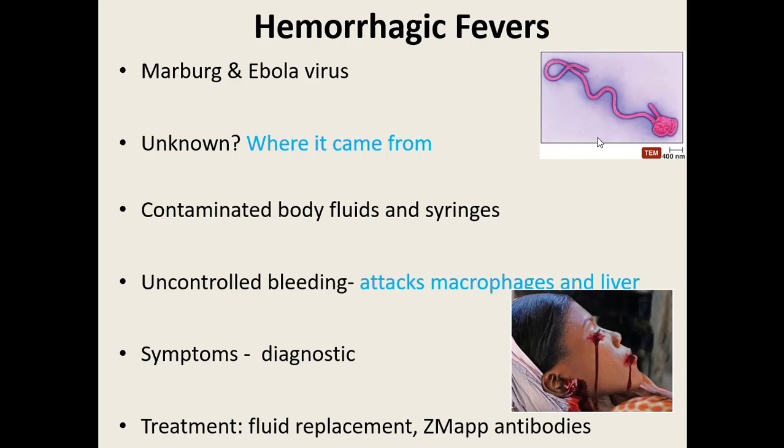Now, the symptoms can be the diagnostic tool. Treatment is trying to replace fluids that are lost, as well as a certain antibody that we've engineered, called the ZMapp antibody. These are not antibodies that animals or humans made. We've engineered these antibodies just in the last couple years, and they're having pretty good results, because before those ZMapp antibodies, 90% of Ebola victims died, and 25% of Marburg victims died. I'm like, not great odds.